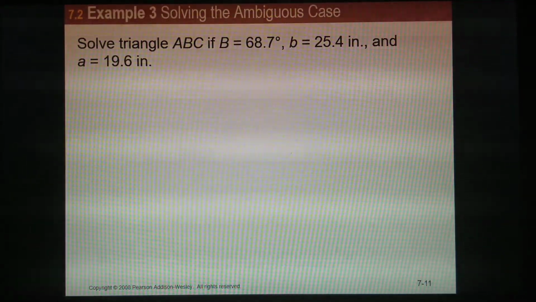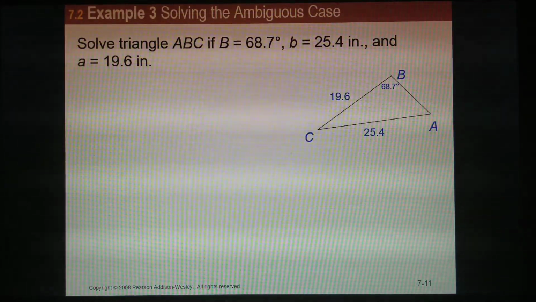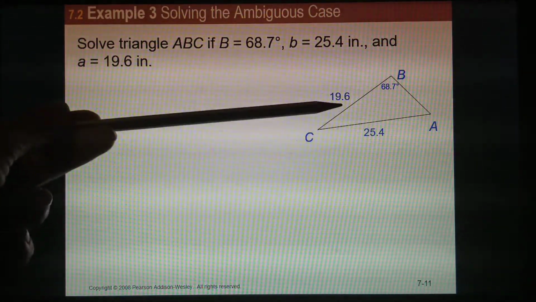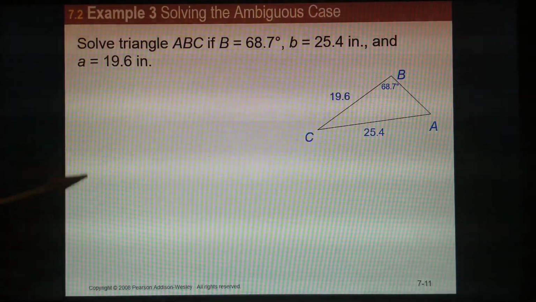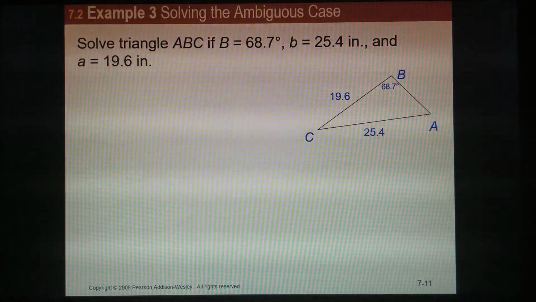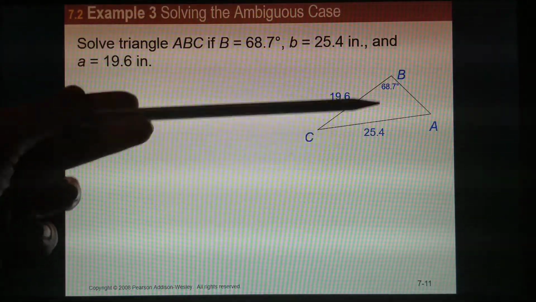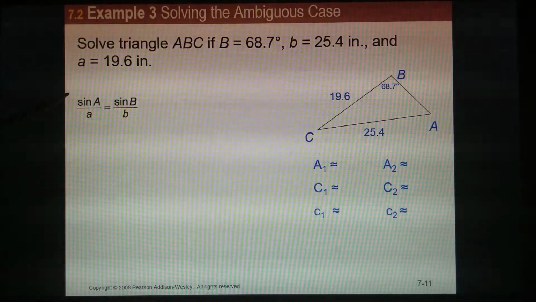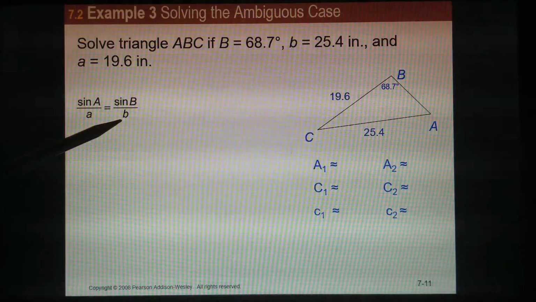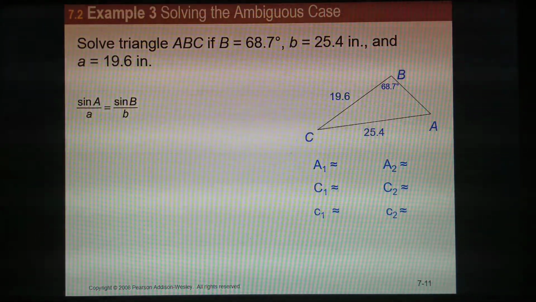All right, solve this triangle. I'm given angle B and side A. Because I've got two sides and an angle not between them, this is my side-side-angle case, however you want to say that. The angle that I know is angle B and side B, so that's the ratio I want to start with. I'm going to start with sine B and side B, and then from there, I know side A, so I'm going to take that with the sine of A.